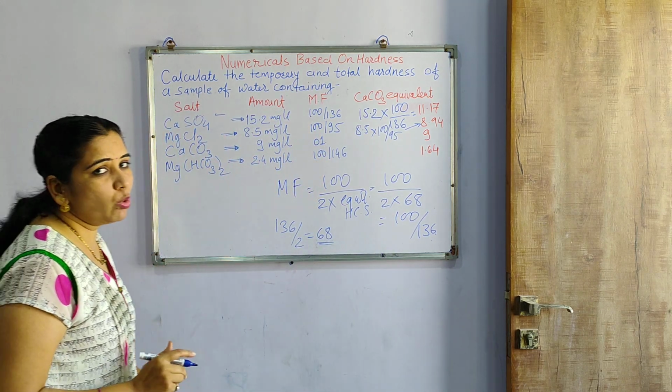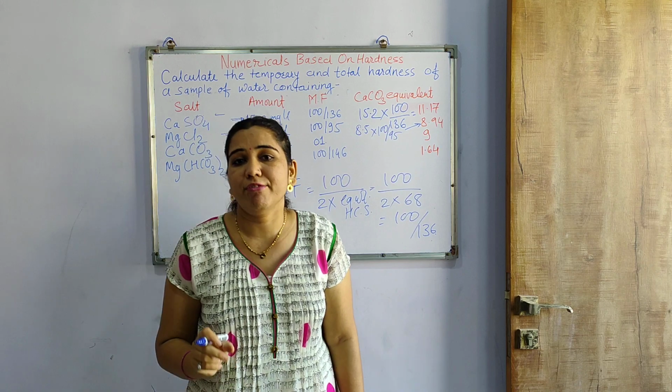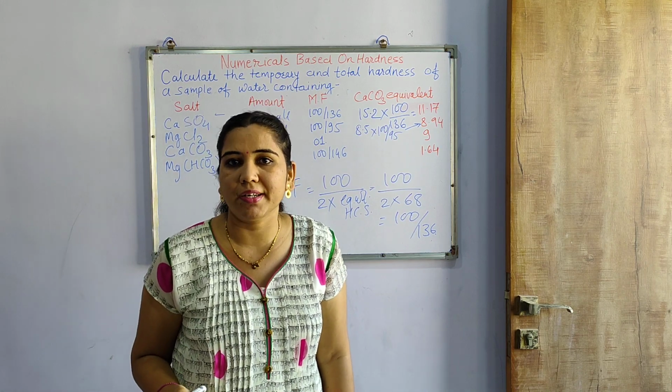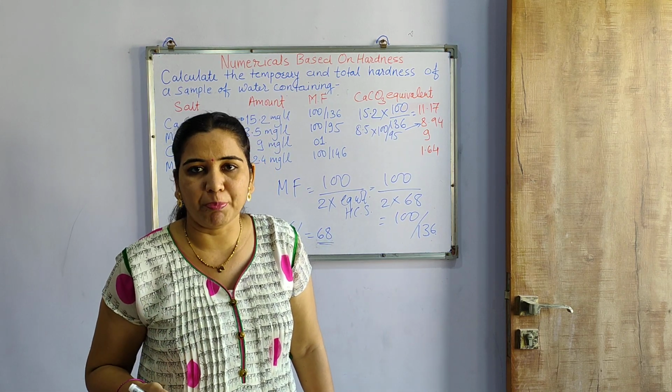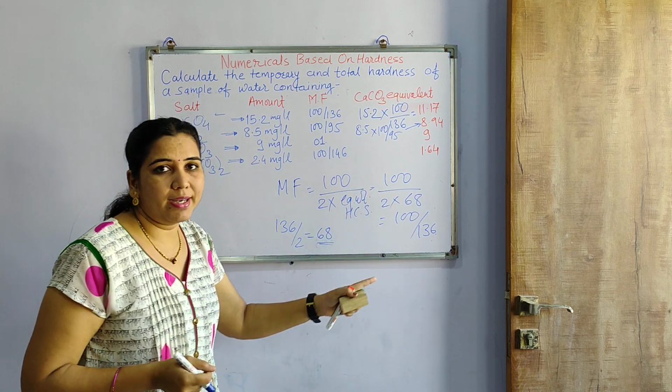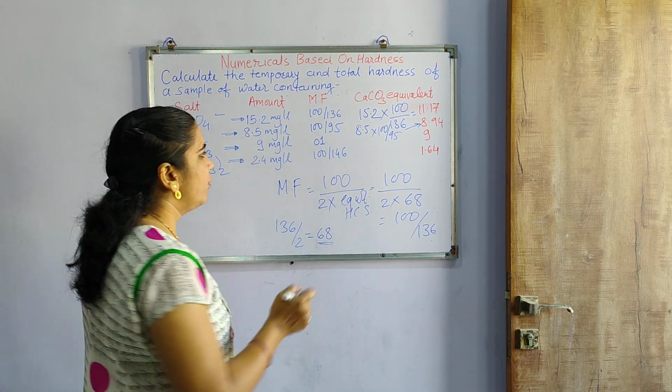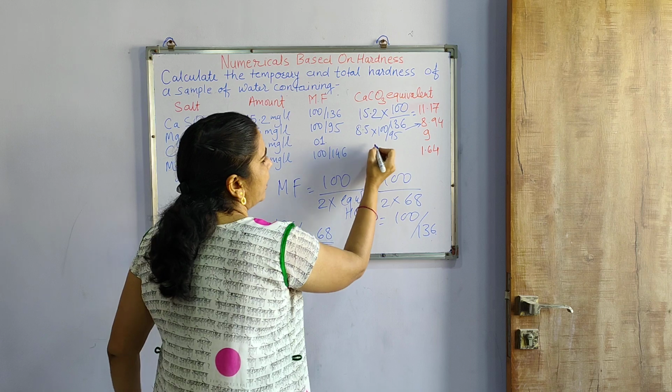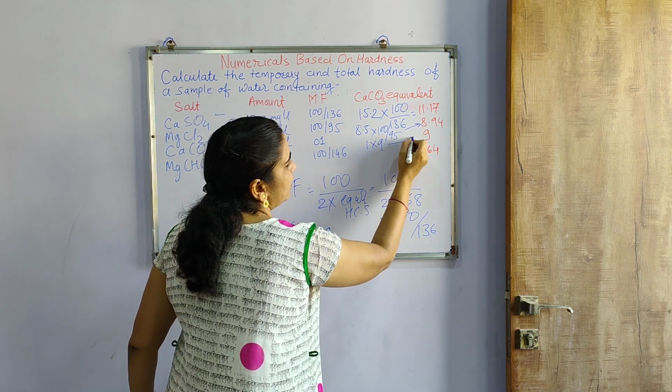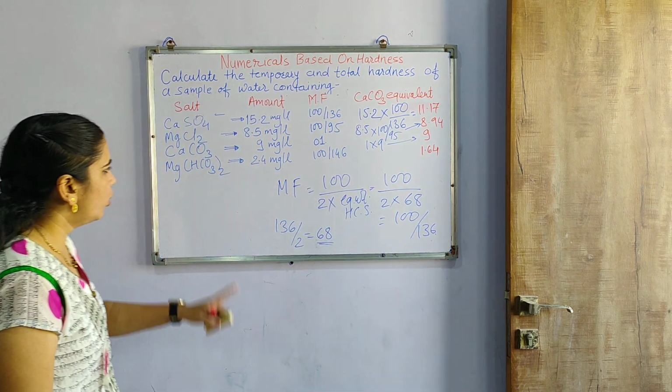Again CaCO3. We know, students, CaCO3 is a reference salt. It has its molecular weight 100, so it must have its equivalent weight 50. So 100 upon 100 or 50 upon 50, it will be 1. So in this way, 1 into 9, it is again 9. So I wrote here 9.